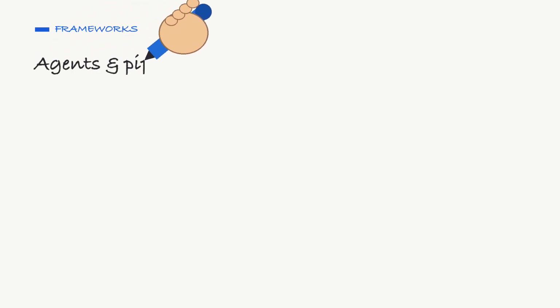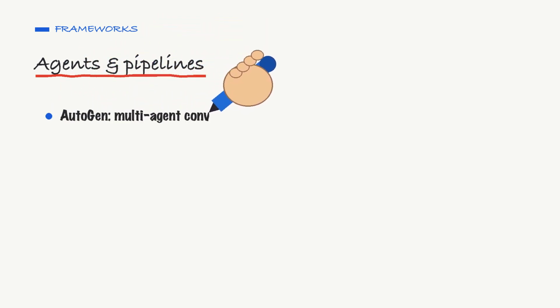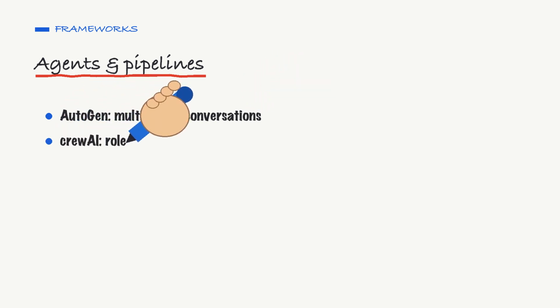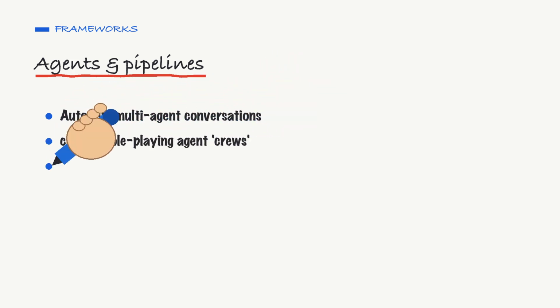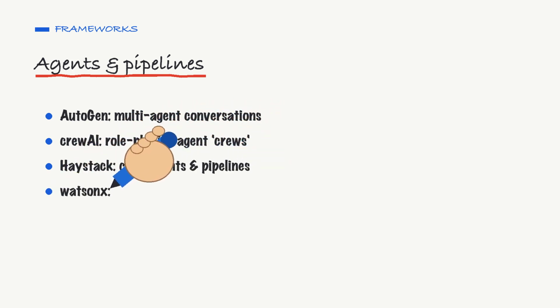Then the multi-agent crowd. Microsoft's AutoGen uses multiple agents that converse to solve tasks. crewAI assembles role-playing agents into crews, built on top of LangChain. Haystack builds Gen AI systems from components and pipelines, great for search and question answering. And IBM watsonx Orchestrate uses natural language and thousands of pre-built skills.